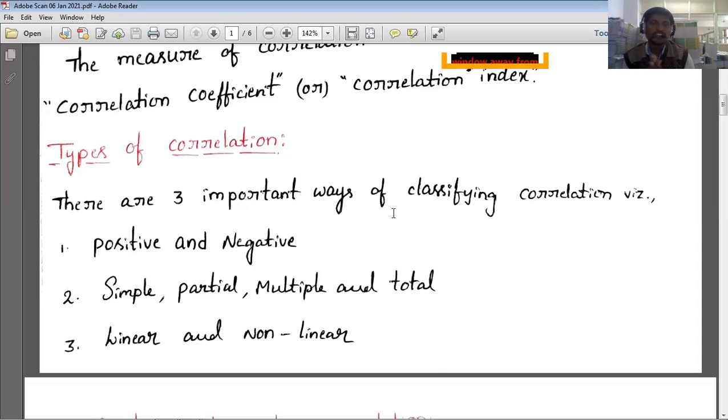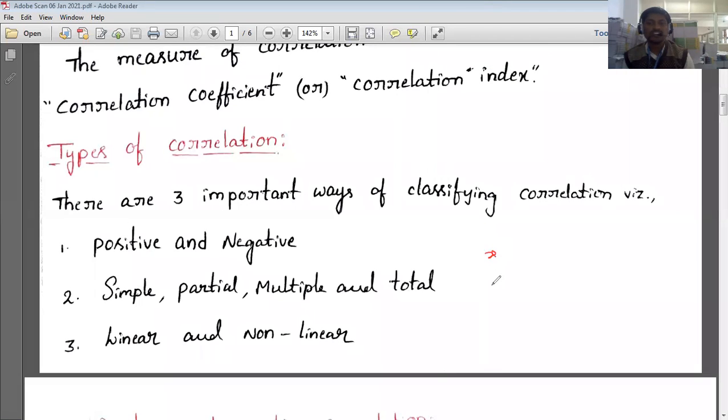Suppose we are taking variables x and y. So I have chosen the x variable as well as the y variable. For x I have chosen 1, 2, 3, 4, 5, 6 and so on. In the same way, the y values are 5, 10, 15, 20, 25 and 30. So like that I am taking. Then is it linear or non-linear?